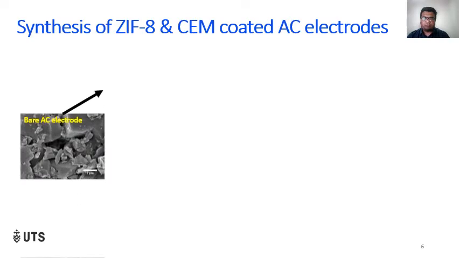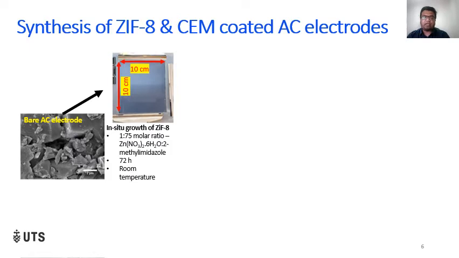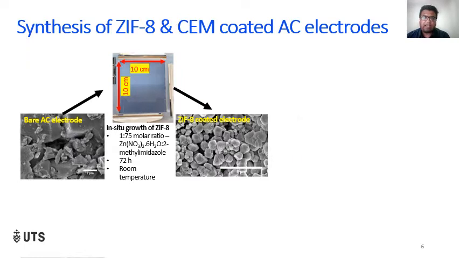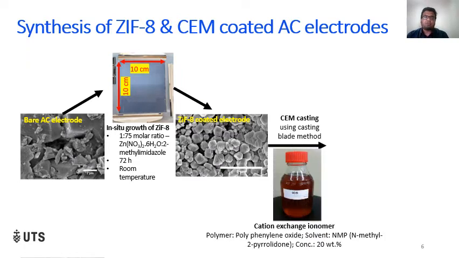Now, here you can see the modification route of the AC electrodes. We have synthesized two types of modified electrodes, one with only GIF8 coated AC electrode and the other is cation exchange membrane or CEM over GIF8 coated AC electrode. So for GIF8 coating, we have used water-based rapid in situ growth of GIF8 on the electrode and later cast a commercial Nafion layer using the casting blade method.